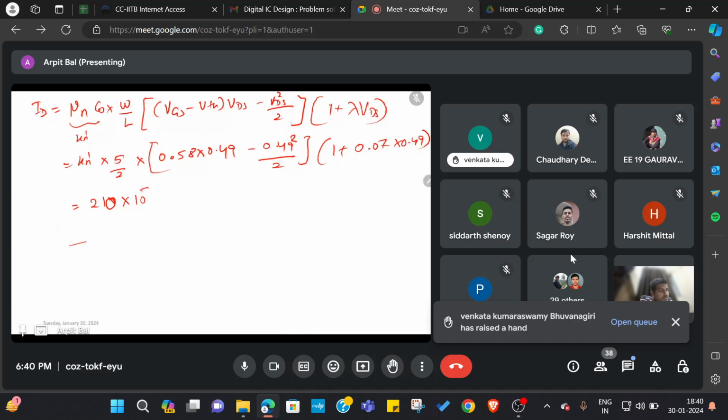210 into 10 power minus 6 into 5 by 2. This is 0.164.